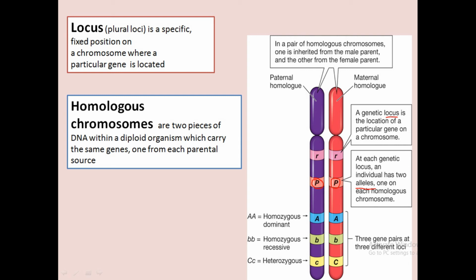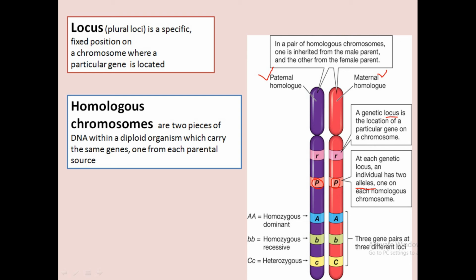Now what is a homologous chromosome? In a pair of homologous chromosomes, one is inherited from the male parent, that is the paternal homolog, and the other is from the female parent, so it is the maternal homolog. So one comes from the father and one comes from the mother. But the location of the gene in both of these is the same.